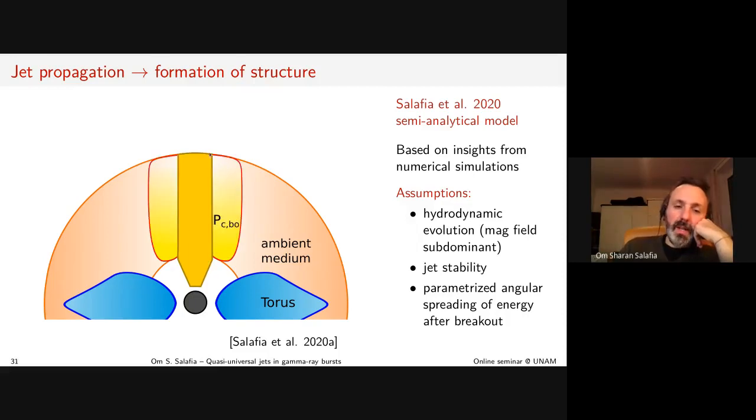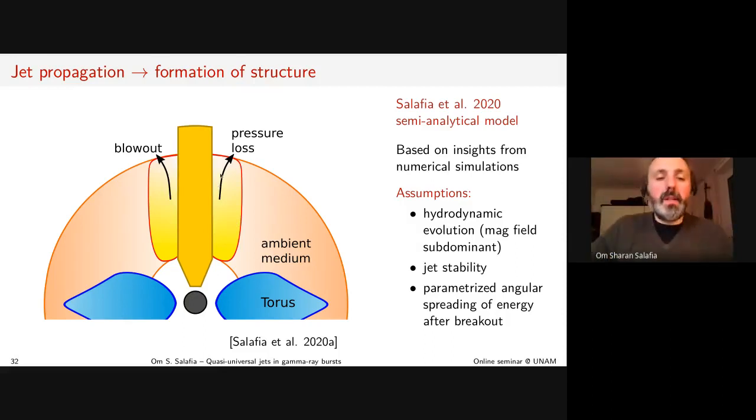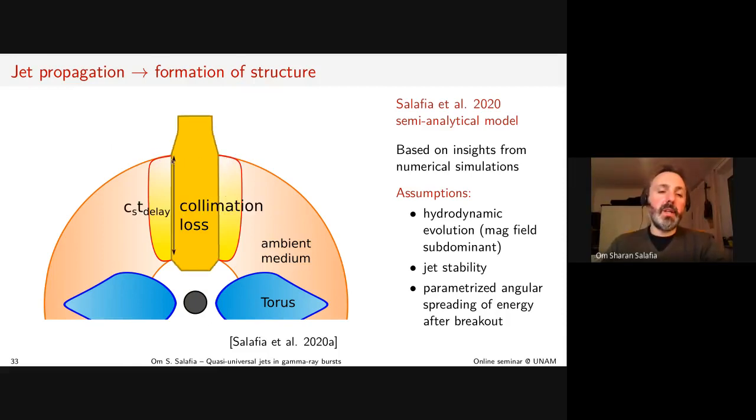And so you have the self-collimation of the jet as it propagates inside the stellar material or the kilonova ejecta. And then at some point, the jet and the cocoon reach the external border of the envelope, and then they break out. At this time, you have some pressure in the cocoon, which is the pressure at the breakout. But as soon as the cocoon reaches the outer part of the envelope, you have a blowout of the material because there is no confinement anymore, and so there is a pressure loss. After a delay, which is given by the time it takes for sound waves to get from the surface down to the collimation height, you then have a collimation loss in the jet.